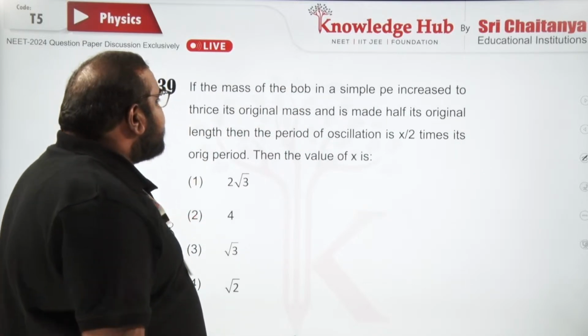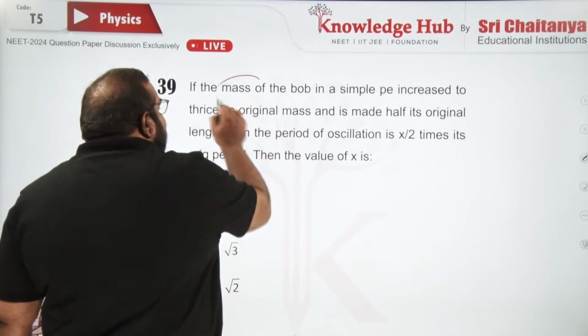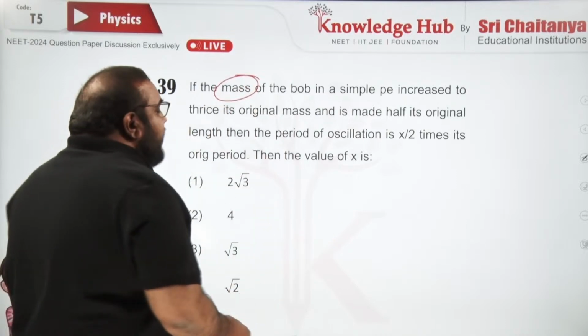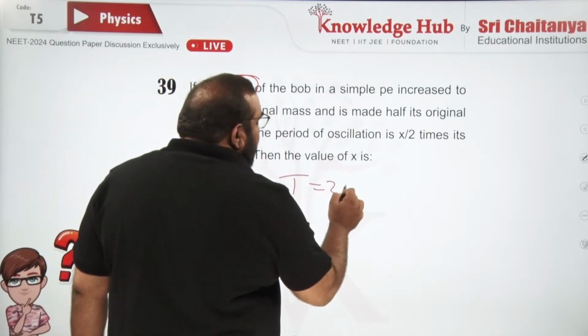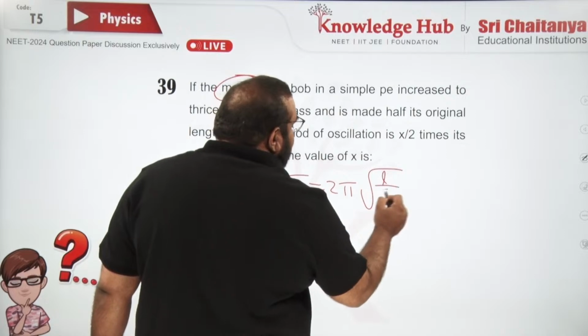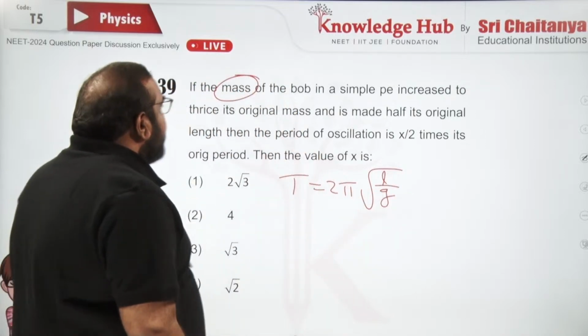If the mass of the bob in a simple pendulum is increased, it doesn't matter. Because what is the formula for a simple pendulum? For time period, 2 pi root of L upon g. So there is no use with the mass after that.